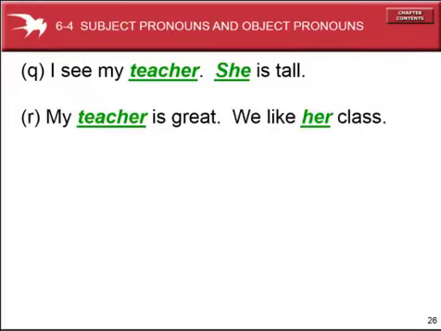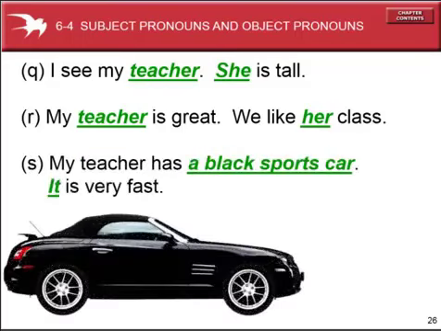My teacher is great. We like her class. Her is objective. Here in "her class", her is used as the objective form of she. My teacher has a black sports car. It is very fast. It is a subjective form for the black sports car. Third person singular number in case of object.